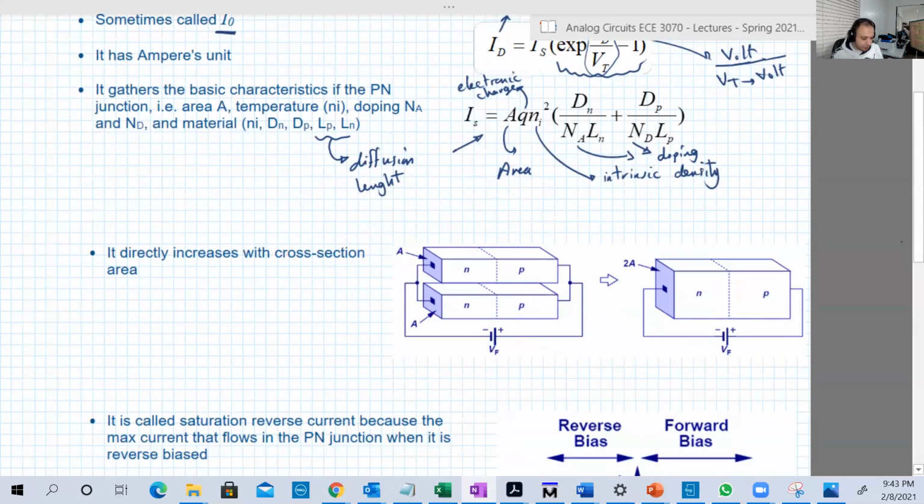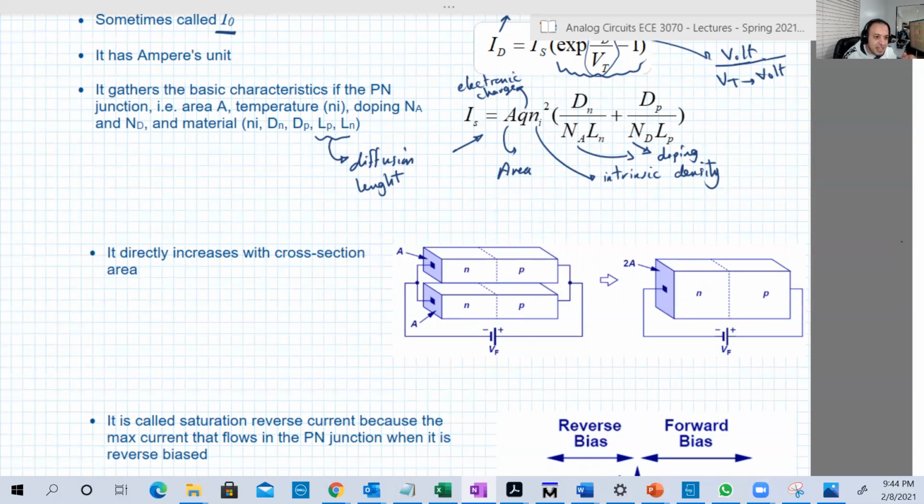What else? Basically here, since Is is directly proportional to the area, if we double the area, then Is will be doubled.